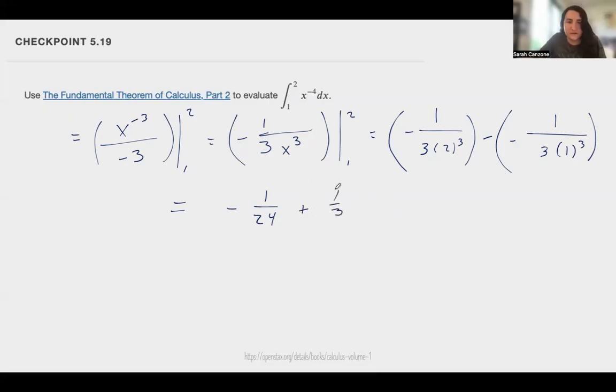If we adjusted this a little bit, we could turn the 3, multiply that by 8 times 8. So this is negative 1/24 plus 8/24. And what we get is 8 minus 1, which is 7/24. And that is our answer.